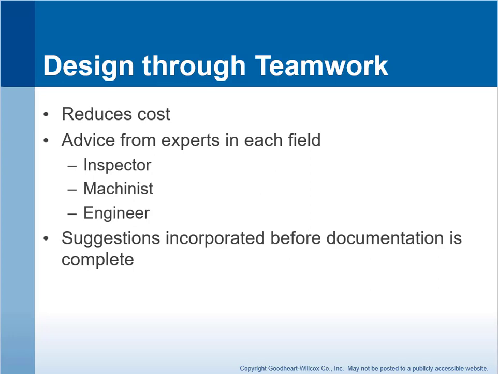Now, this is objective 4 we're going to be talking about: design through teamwork. Really, the point here is no one individual can do it all. When we design through teamwork, we're going to be reducing cost. We're going to get the best knowledge from our experts in each field, and that could be an inspector, a machinist, and an engineer. And then we're going to have suggestions incorporated before the document is complete. That way we're going to develop a more perfect drawing, a more perfect design that meets the assembly requirements and meets the ultimate customer satisfaction.